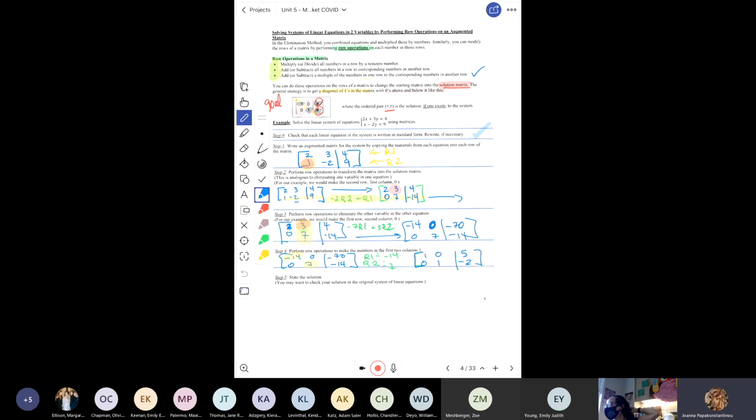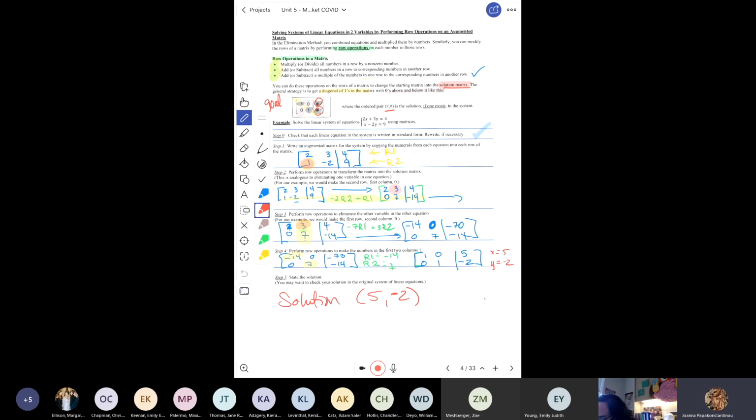At this point, I could take this augmented matrix and write the corresponding system, right? This would be x equals 5, and this would be y equals negative 2. So I have my solution. My solution is the ordered pair 5, negative 2. And is that what we got when we solved it using elimination? Oh, it's a different problem.